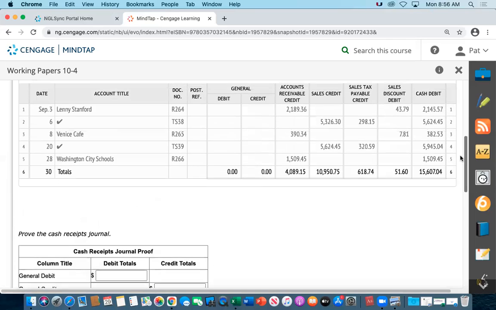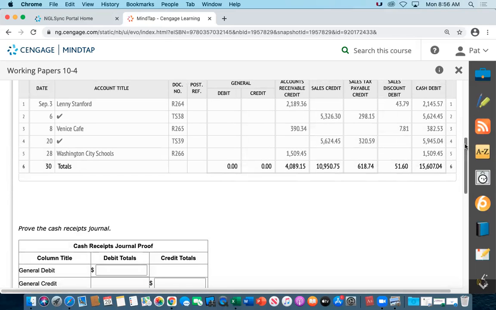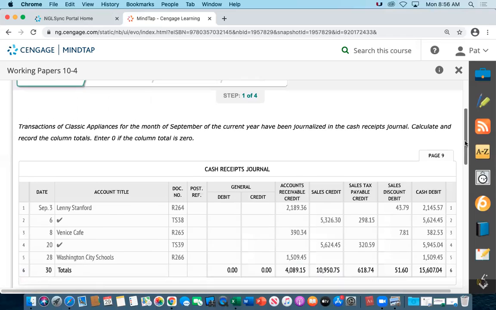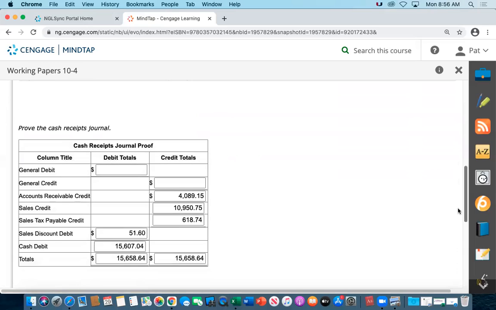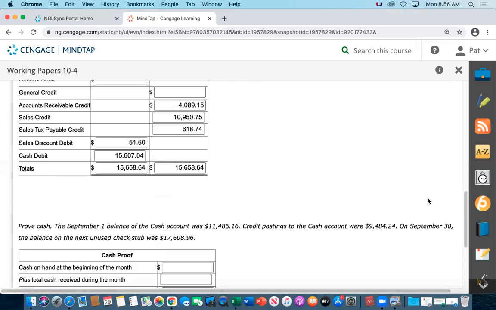So all we're doing in this first step of proving is adding the columns up and putting them in the correct amounts in the correct spots. If it equals, then we move on, and we place them up here in total. The total number again is 15,658.64. Any questions on that first one?